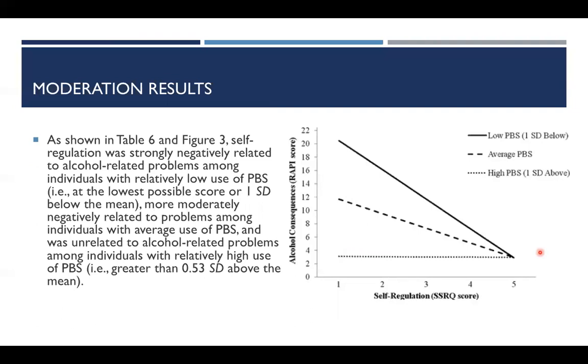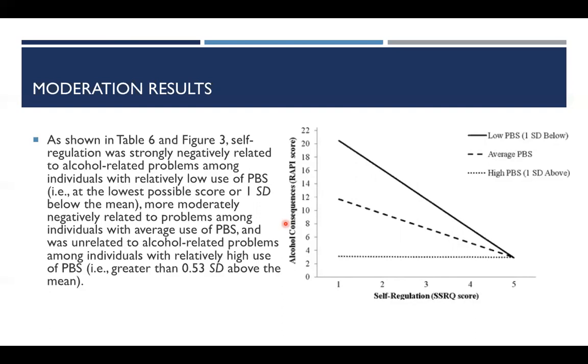So it says, as shown in Table 6 and Figure 3, self-regulation was strongly negatively related to alcohol-related problems among individuals with relatively low use of PBS. So this is one standard deviation below the mean. More moderately negatively related to problems among individuals with average use of PBS, and was unrelated to alcohol-related problems among individuals with relatively high use of PBS.